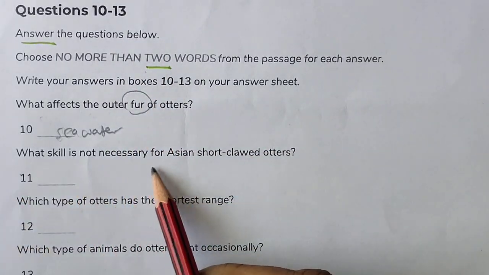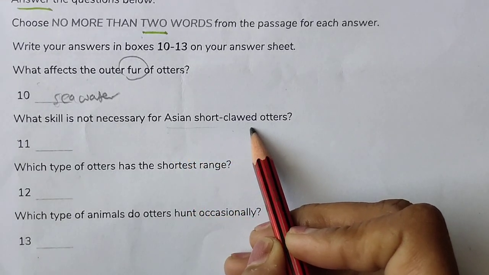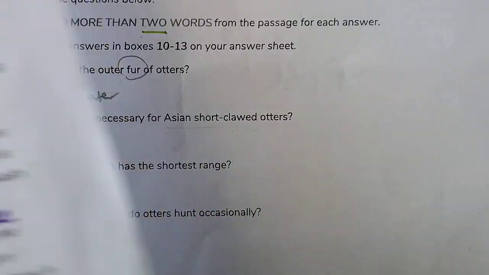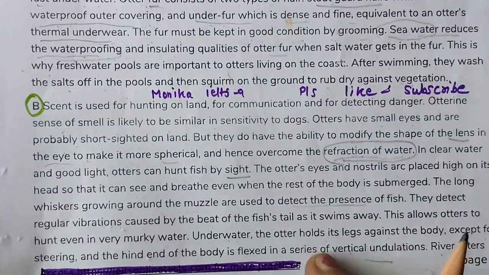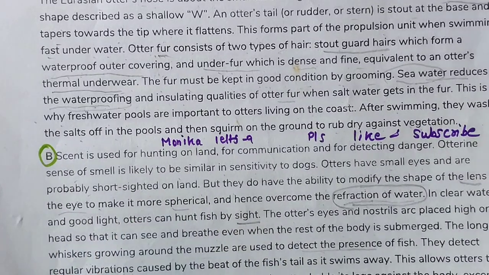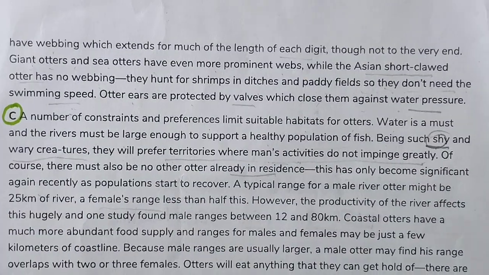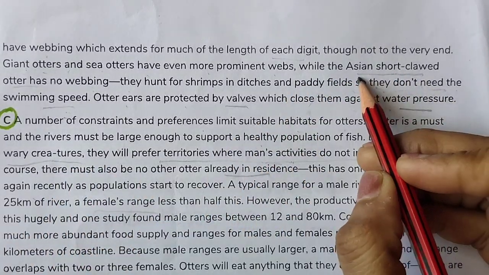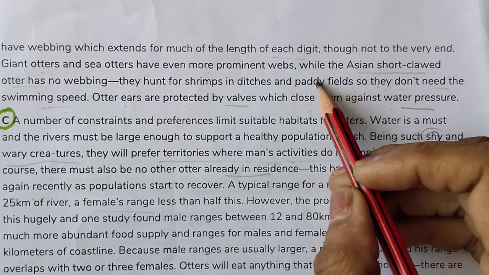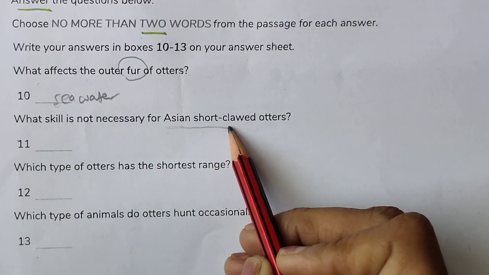Which skill is not necessary for Asian short-clawed otters? So Asian short-clawed otters we came across in the second paragraph, also not there, but I have underlined. It came into my, yes, so in B paragraph this word was there, so I have done underline. Okay, so what is the question now? So after getting the location, definitely you can easily find the answer.